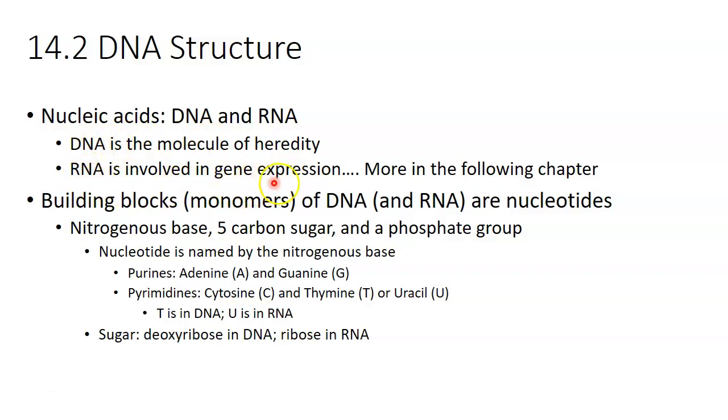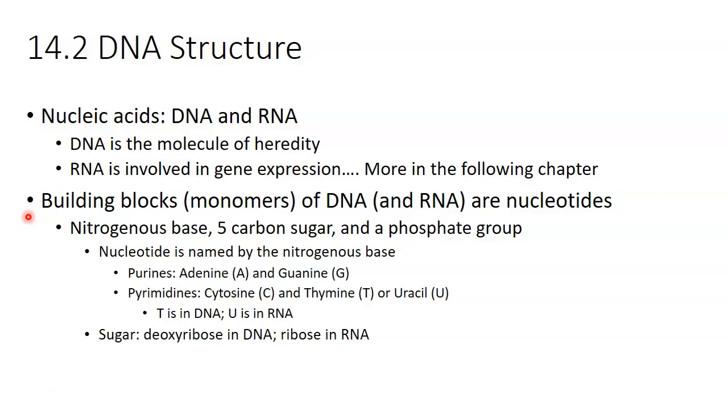RNA is going to be involved in gene expression. If you remember Central Dogma, we're going to get farther into that in the next chapter, chapter 15. But for now, we're going to look just at RNA structure. So DNA is the molecule of inheritance, and RNA is the molecule involved in expression of those genes. So we're going to learn about transcription, and we'll learn about translation. That involves RNA. The building blocks of both DNA and RNA are called nucleotides. And so both DNA and RNA are polymers, right? And they're made up of these repeating subunits that we call monomers. And those monomers are nucleotides.